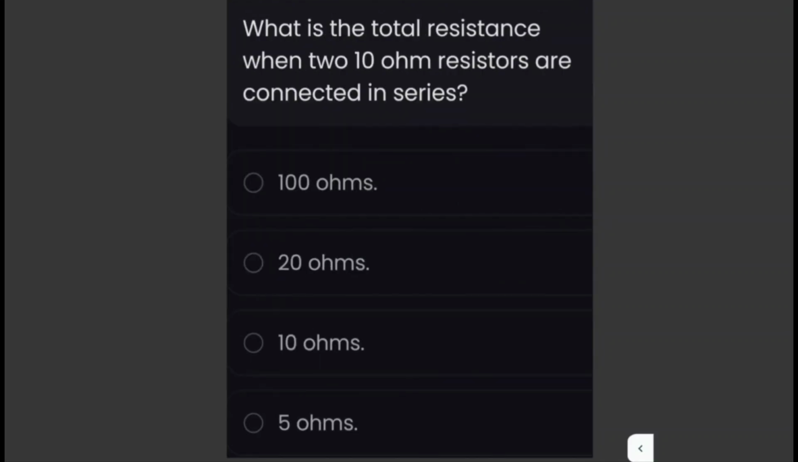What is the total resistance when two 10-ohm resistors are connected in series? When resistors are in series, you simply add their resistance together to find the total resistance. In this case, we were given two resistors, 10 ohms each. So you just have to add 10 plus 10. The answer here is 20 ohms.